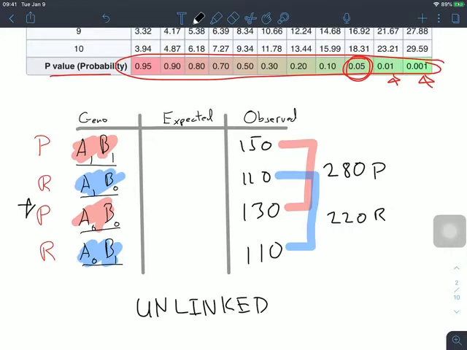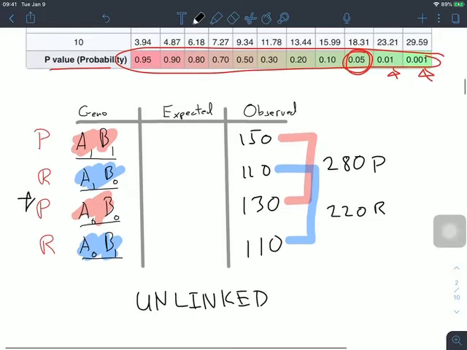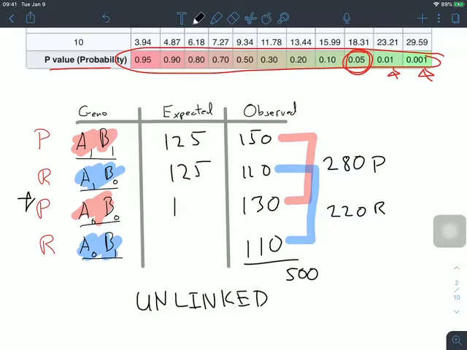Well, that means that you would expect to have the exact same number of A1 B1s as A1 B0s, as A0 B0s, as A0 B1s. So let's take a look at our total here. Well, 150 plus 210 gives you 360, plus 130 gives you 490, plus 110 gives you a total of 500 of these. So that means that you want to split 500 into 4 categories, or 500 divided by 4 is 125 of each of these.